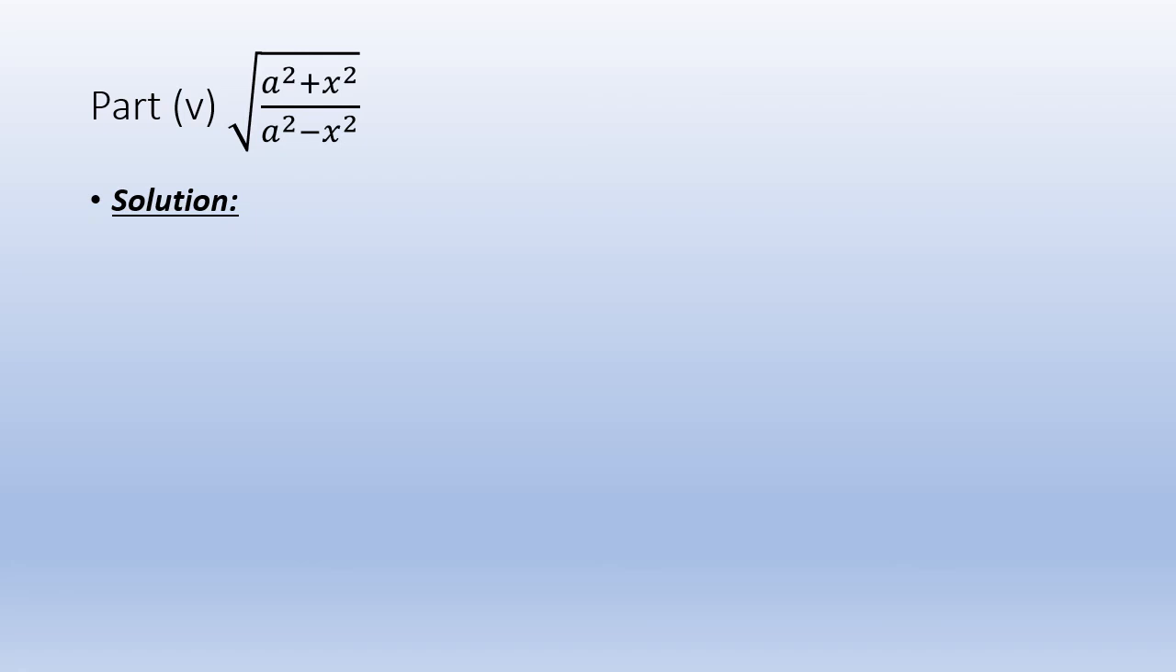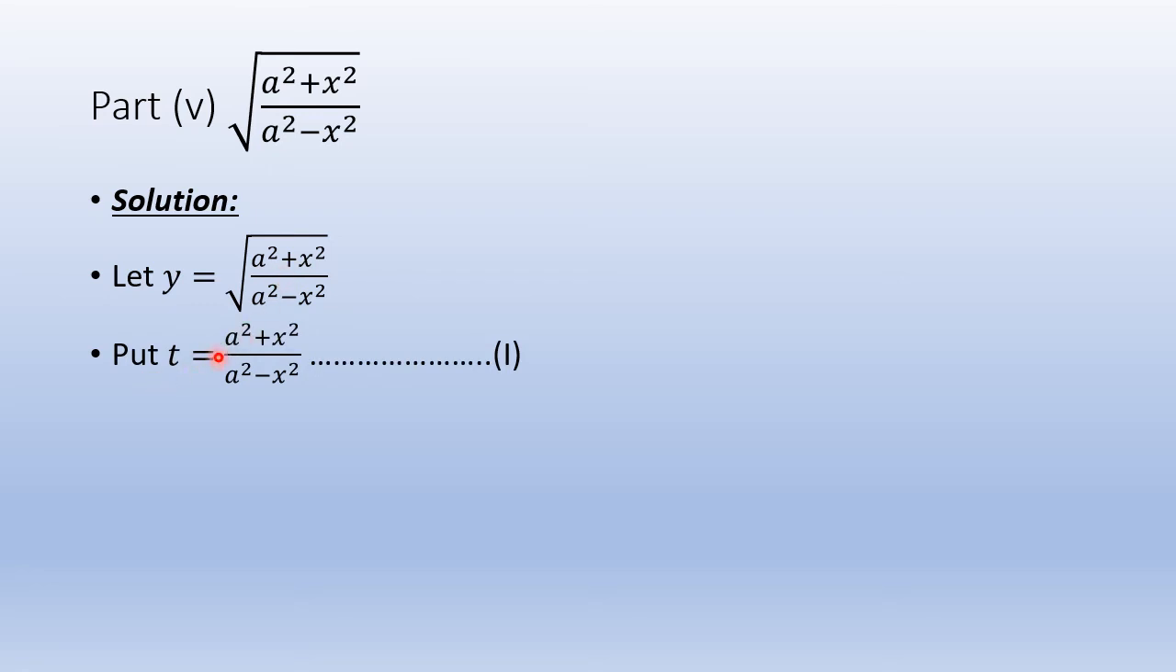Let's get to part 5. Part 5 is the square root of (a² + x²)/(a² − x²). Let's name it as y. And now we are going to take a substitution. Put this radicand equal to t. Put t equals (a² + x²)/(a² − x²). We name it 1, so this whole thing is t. As a result, y becomes the square root of t, and name it as 2.